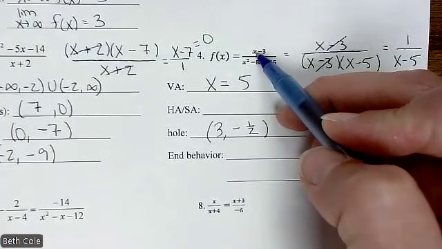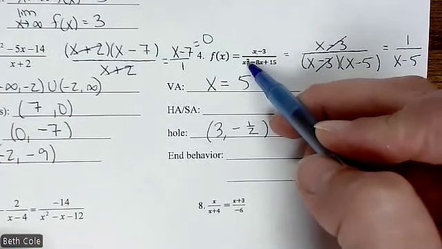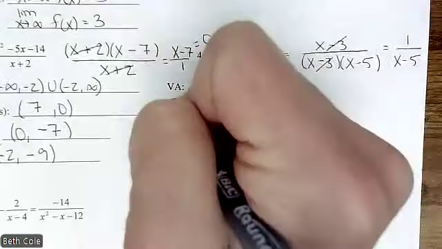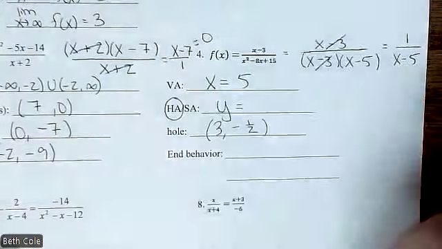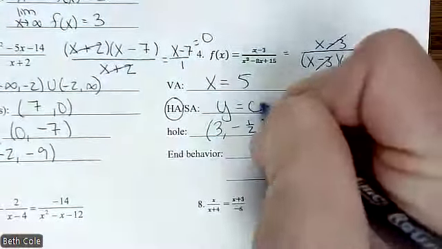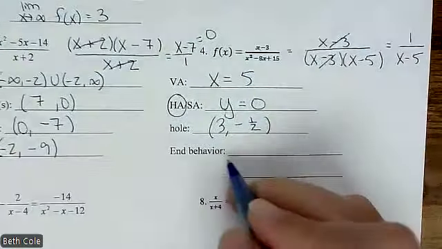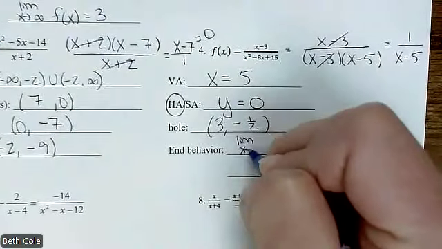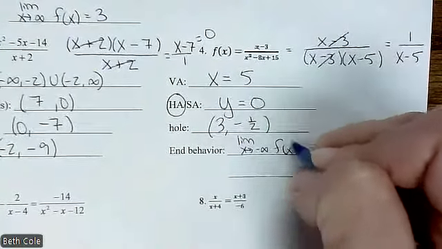I got to talk everybody through it though. What's the power on the numerator? 1. Good. And then this one is 2. So yes, smaller. That means it's a horizontal asymptote and it will automatically equal 0, which means both of your end behaviors are also 0.